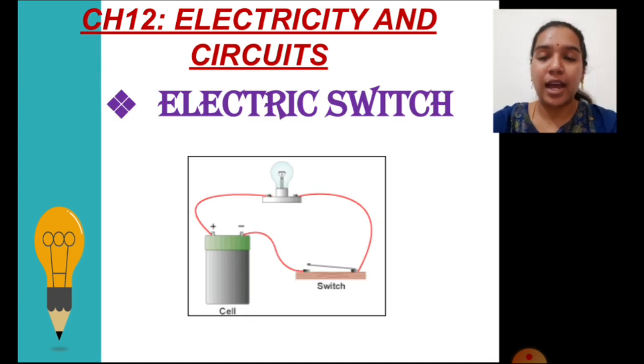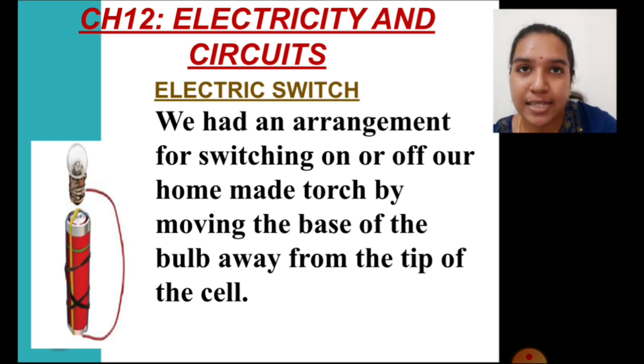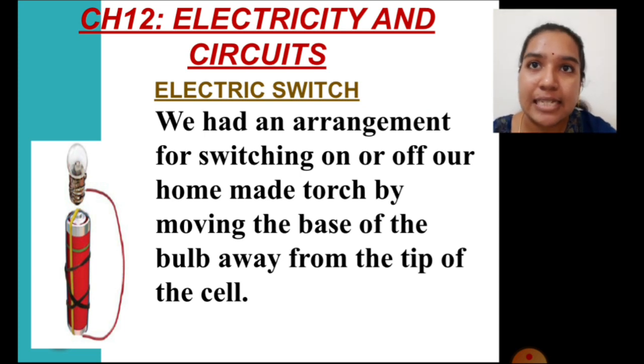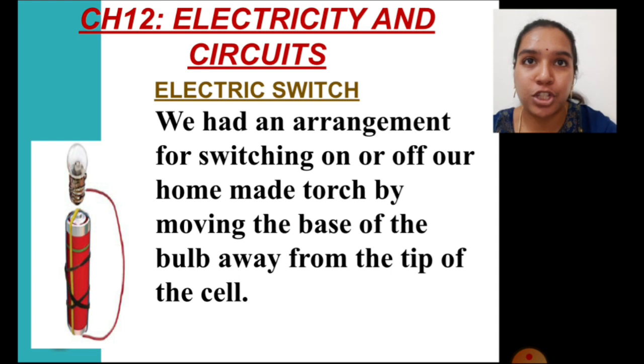In today's class, we are going to learn about an electric switch. If you observe this image, you can remember this is a circuit we tried to understand in the previous class, where in the arrangement of a torch bulb and an electric cell, if the base of the torch bulb touches the metal cap of the electric cell, it is in switch on position. And if we move the metal base of the torch bulb away from the metal cap of the electric cell, it is in switch off position.